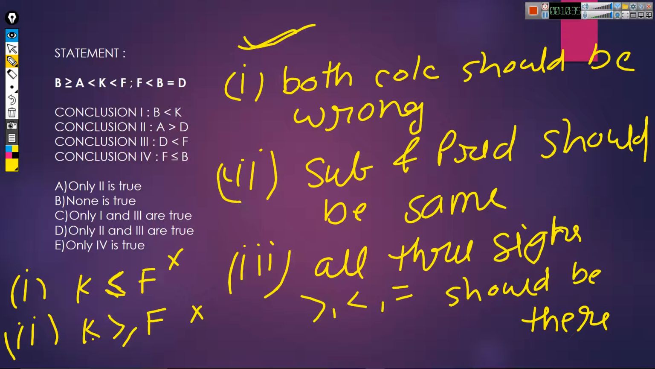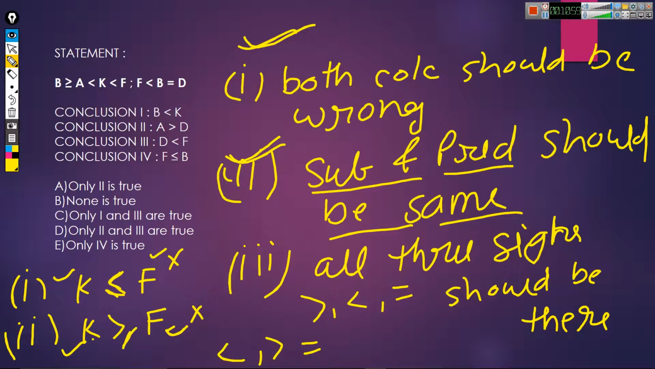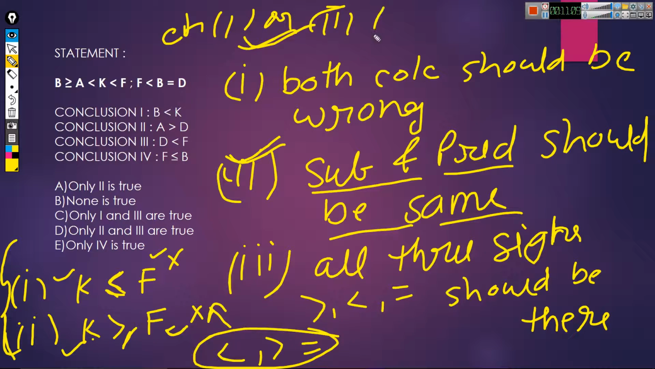Now condition number two is subject and predicate should be same. Subject is K in conclusion number one and in conclusion number two. Predicate is F in both. So this is also correct. Number three, all three signs, greater than, less than, equals to should be there. Here are less than, greater than, and equals to, all three signs are present. So for this, the answer will be either one or two follows. So you have to check these three conditions for the either-or case.